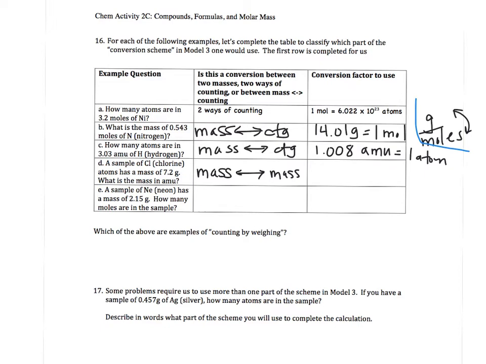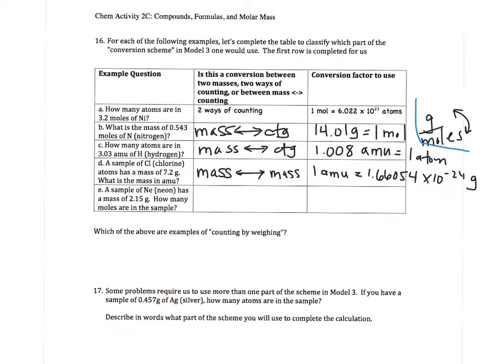Now I want you to go back to the previous page, look at the scheme in Model 3, and look at the bottom of it. We didn't really focus on it when we were looking at the scheme earlier, but there's a conversion factor there that relates AMUs to grams. And here it is. Remember, 1 AMU is a little bitty bit of a gram. But if we were converting from grams to AMUs, we could use this conversion factor.